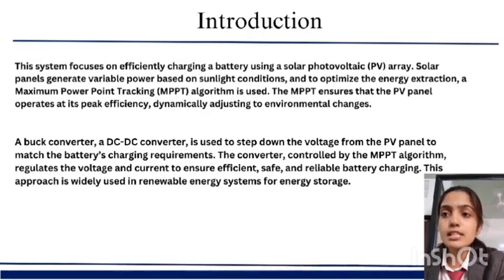MPPT continuously adjusts the operating voltage and current of the PV panel to track the point where the panel produces the highest power, known as the maximum power point. This ensures that regardless of changing environmental conditions, the solar panel generates the most power possible.